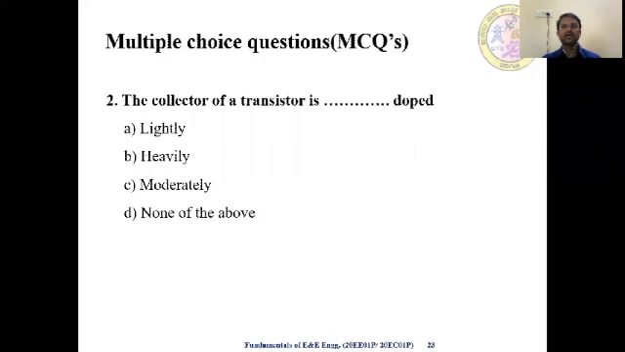Second question. The collector of a transistor is dash doped, and the options are lightly, heavily, moderately, and none of the above. And the correct option is C, moderately. The collector part in a transistor, which is the third region in a transistor, is moderately doped. Not heavily, not too much lightly. It is moderately doped.